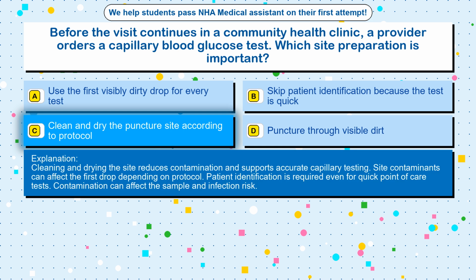Cleaning and drying the site reduces contamination and supports accurate capillary testing. Site contaminants can affect the first drop depending on protocol. Patient identification is required even for quick point-of-care tests. Contamination can affect the sample and infection risk.